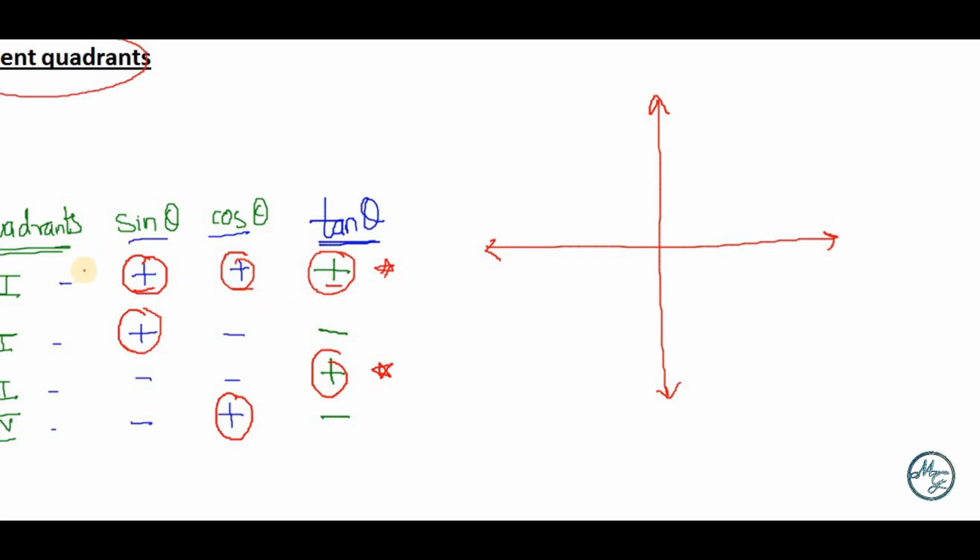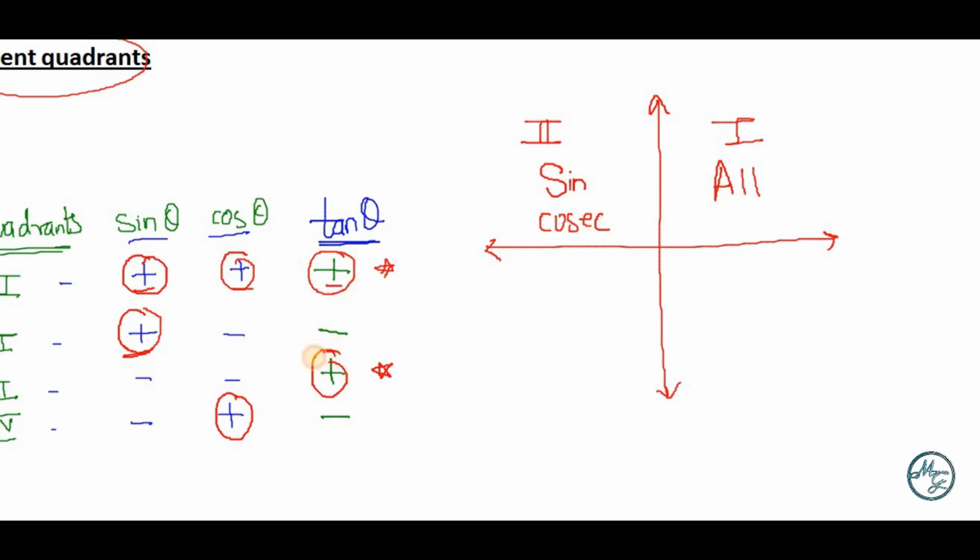If sine is positive, cosec will be positive. If cos is positive, sec will be positive. If tan is positive, cot will be positive. So in the first quadrant, all the trigonometric ratios are positive. Now coming to second quadrant. In second quadrant we can see only sine is positive. So I'll write sine. If sine is positive, that means cosec will also be positive.